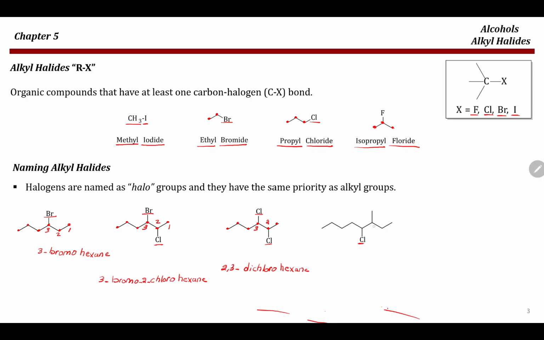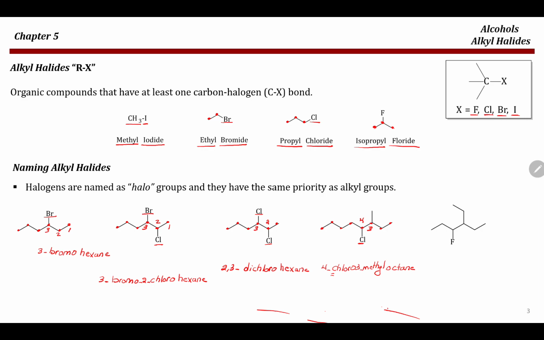Now we have an alkyl group and we have a chlorine. The longest chain is 1, 2, 3, 4, 5, 6, 7, 8. So this is octane. Chlorine will be written first because it starts with the letter C, and then we have the methyl group here. Again, we have to try to give our branches the smallest possible numbers, and it is clear that we have to start counting from the right side. So this is 3, and this is 4, 4-chloro-3-methyloctane.